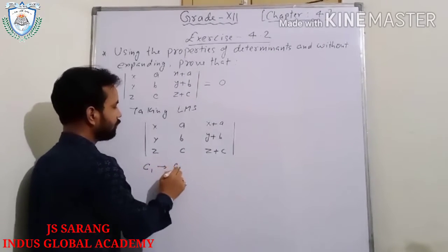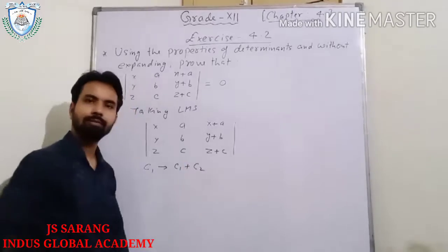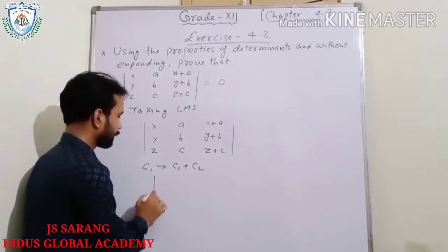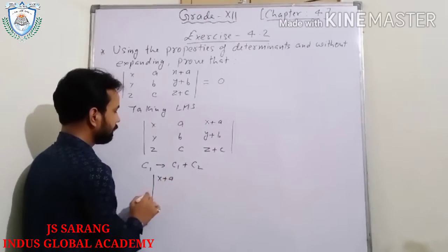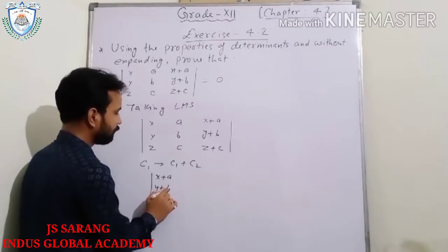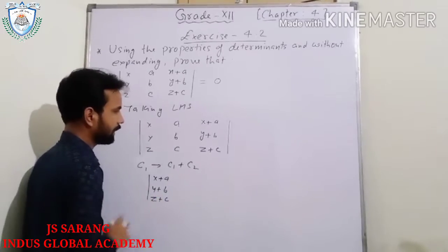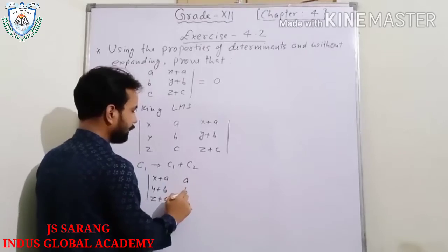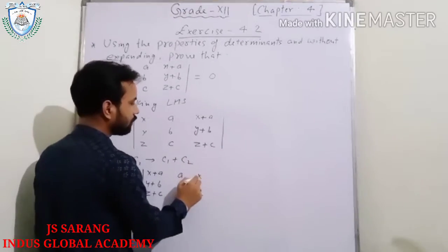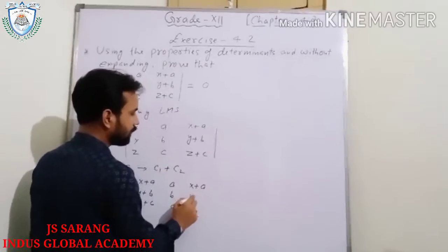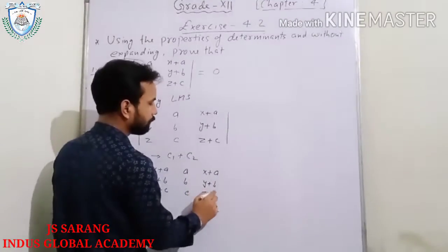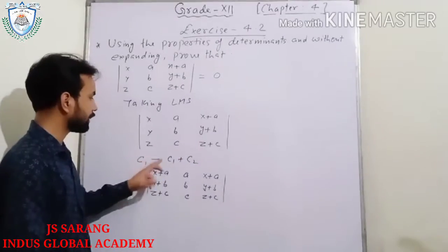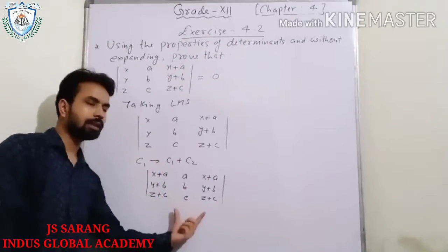C1 tends to C1 plus C2. We will add C1 plus C2. So what we will get? X plus A, Y plus B and Z plus C. Now C2 will remain the same: A, B, C, and C3 will also remain the same: X plus A, Y plus B, Z plus C. Clear? After implementing this operation, we will get this determinant.